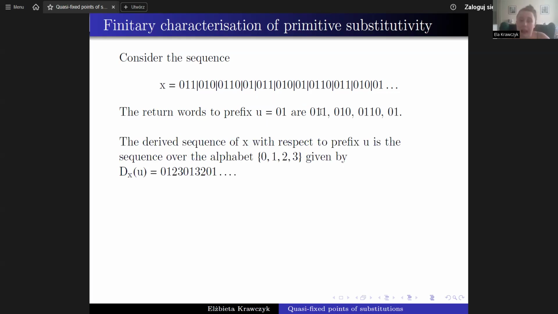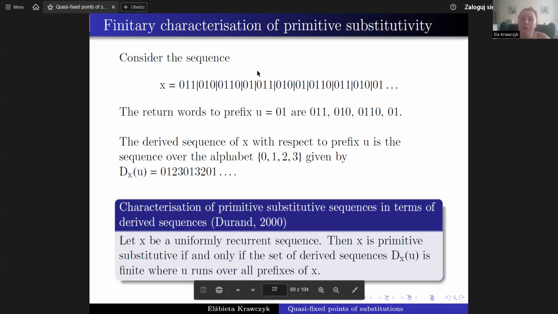Now I put labels on my return words to the prefix U, labeling them by the alphabet 0, 1, 2, 3, and however many I have, putting the labels just in the order they appeared. So here 011 is going to be 0, 010 is 1, the next one is 2, and the next one is 3. And now I just rewrite the sequence, putting these labels instead of the return words. And this is the so-called derived sequence of X with respect to the prefix U.